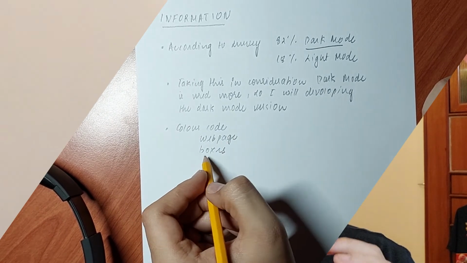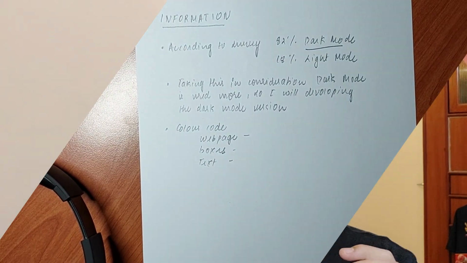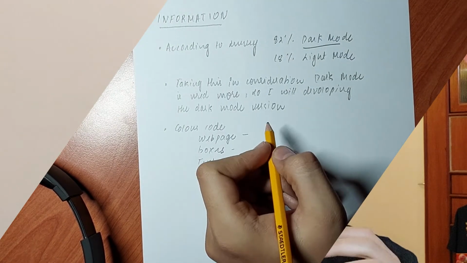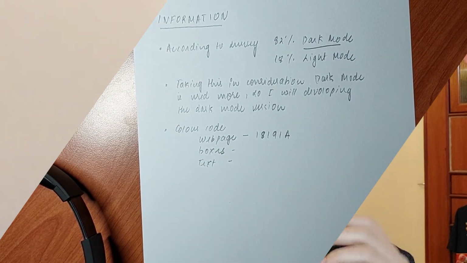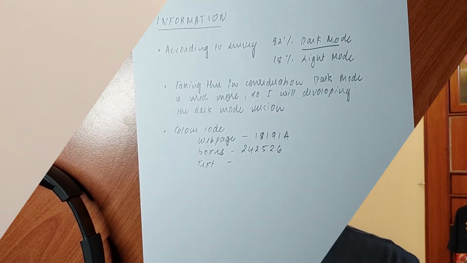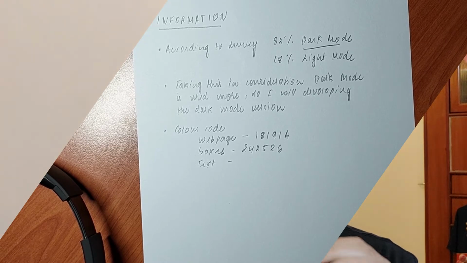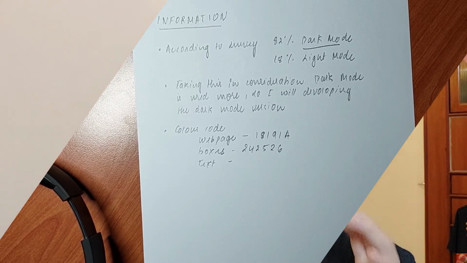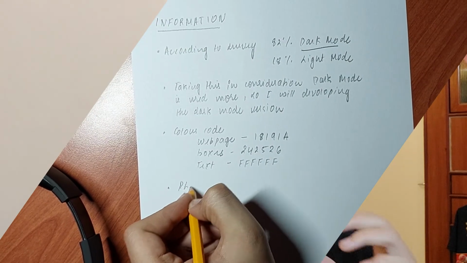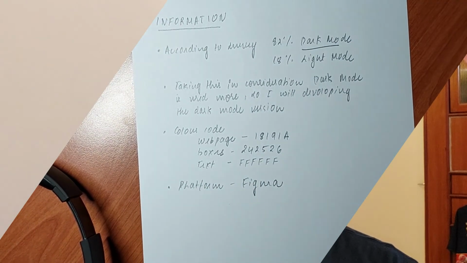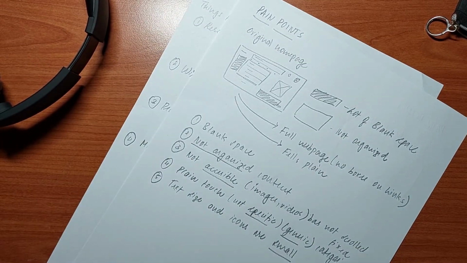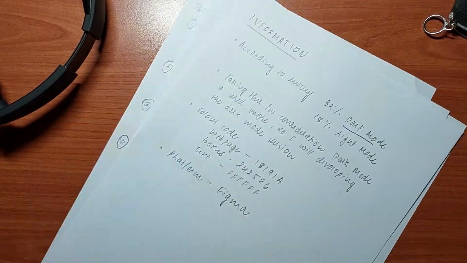Then color code. These are the colors that I'll be choosing and working upon. In the web page, it will be 181918, and the boxes will be 242526, and the text will be FFFFFF. So these are the color codes that I'll be working on, and the platform which I'll be using is Figma. So we have all the information in hand. Let's move to the exciting phase, which is the design phase.